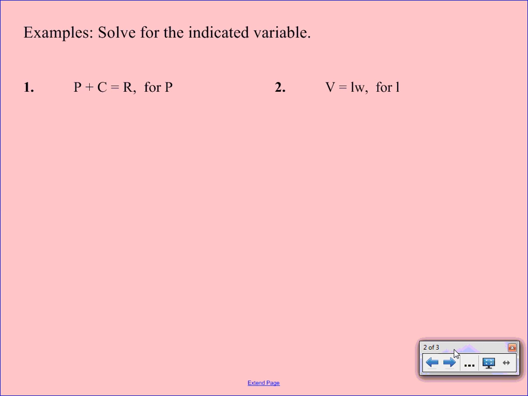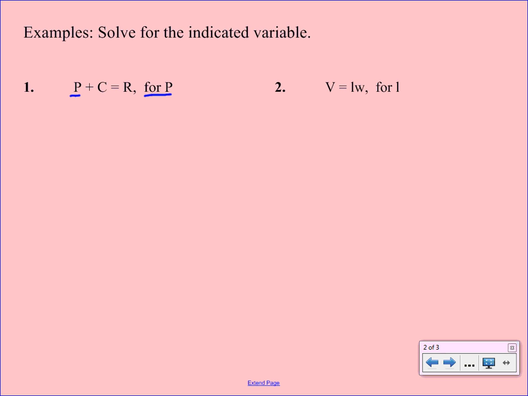This first one, and as you look at these, the equations are going to look weird. You've probably solved an equation before at some point in your life, but maybe not one that had all letters in it, or variables. So our first equation says P plus C equals R, and we want to solve it for P. So what we want to do is get P by itself, or get P alone. So in order to do that, we have to get rid of the plus C.